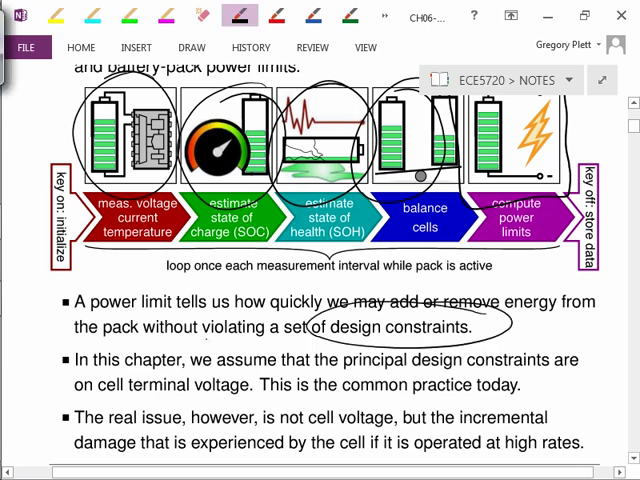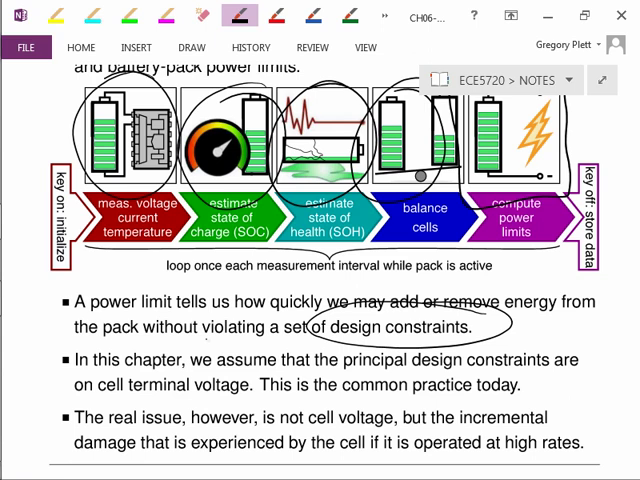And these design constraints may be a number of things. That's why we have two different chapters, because we have two fundamentally different ideas for what design constraints might be. In this chapter, our assumption is that the primary design constraints are on cell terminal voltage. As long as we keep terminal voltage within some limits, then we have not delivered too much power or received too much power. That is the assumption, and that is the common practice today.